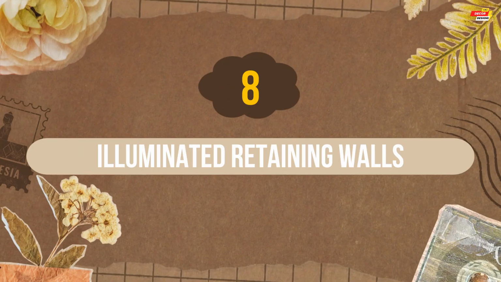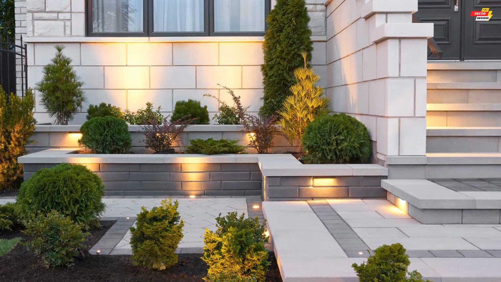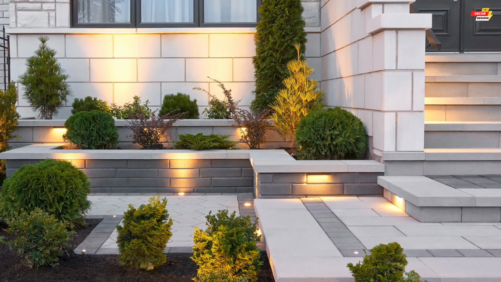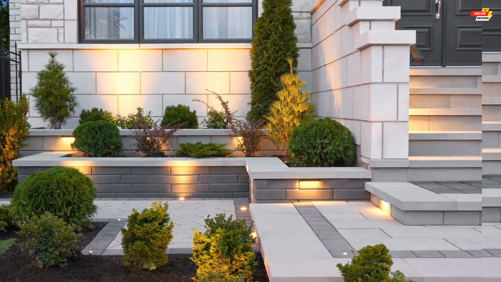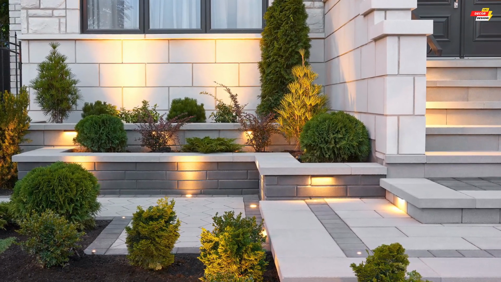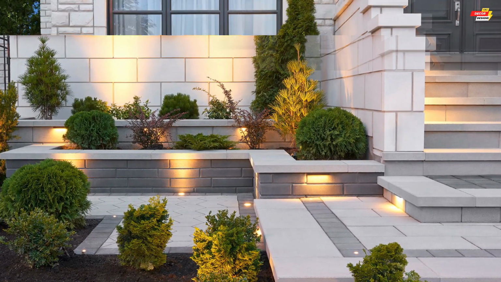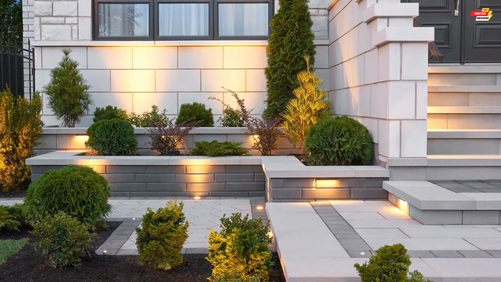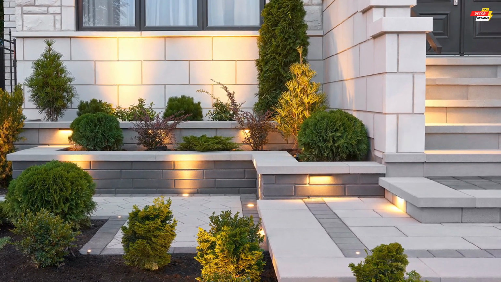8. Illuminated retaining walls. Integrate lighting fixtures into your retaining wall design. Inset lights along the face of the wall can illuminate pathways and highlight the wall's texture at night, adding both safety and visual appeal. Consider using warm-toned lights to create a cozy ambience.